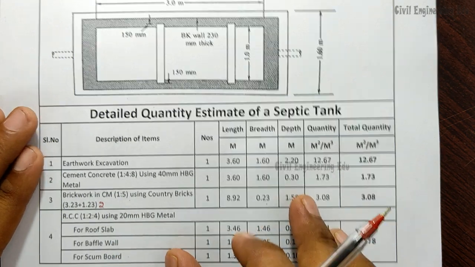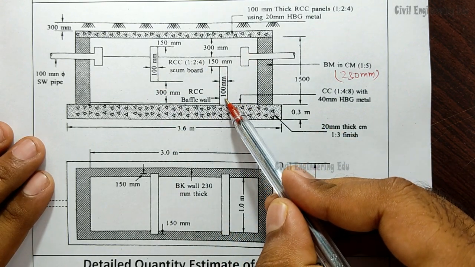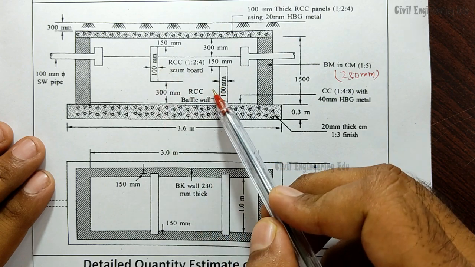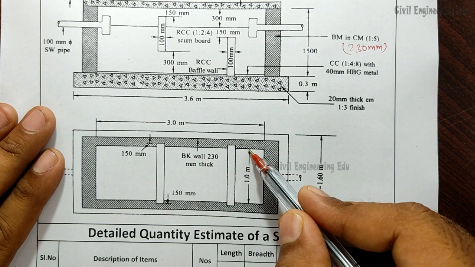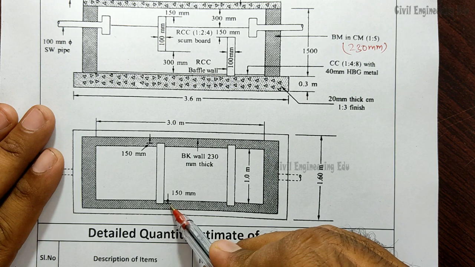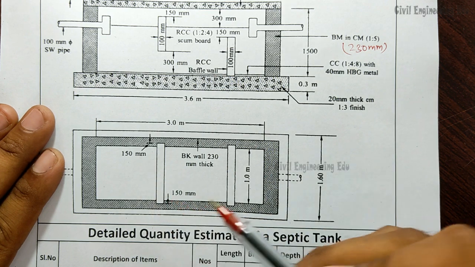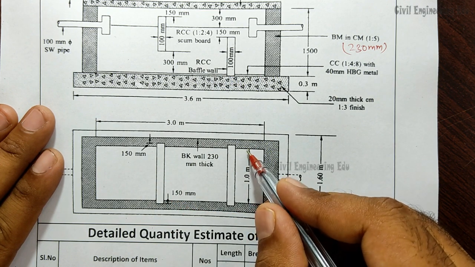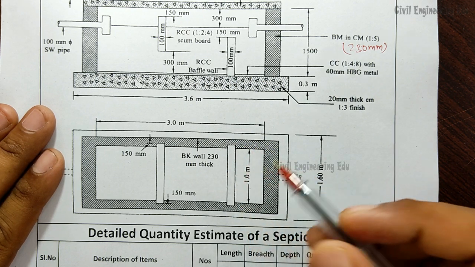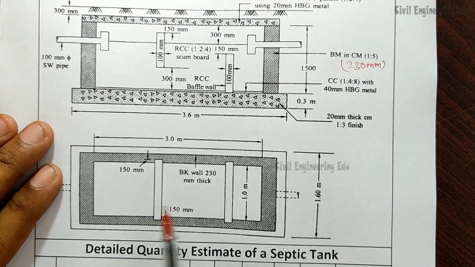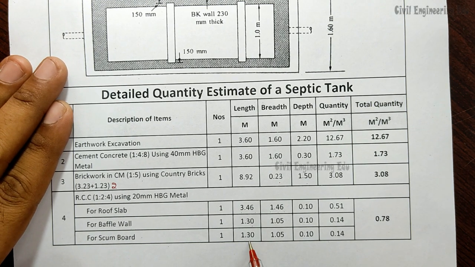Now coming to baffle wall. So this is scum board, this is baffle wall, right? Both dimensions are same. Here you can see this is baffle wall. From internal to internal it is 1 meter. It is extended to 150 mm inside, 150 mm inside. So 150 mm plus 150 mm is 300 mm. So 1 meter is clear dimension and 300 mm is extended on either sides. So 1.3 meter will be the length of this wall, right? That may be baffle wall or that may be a scum board. Here I have written the length as 1.3 for baffle wall, 1.3 for scum board, both.